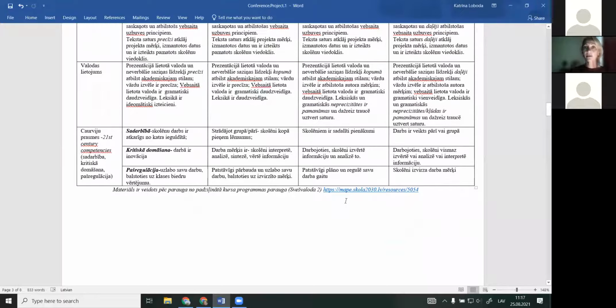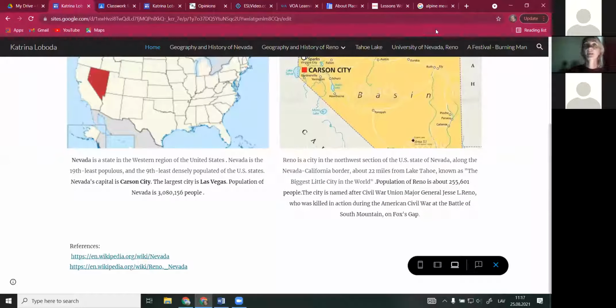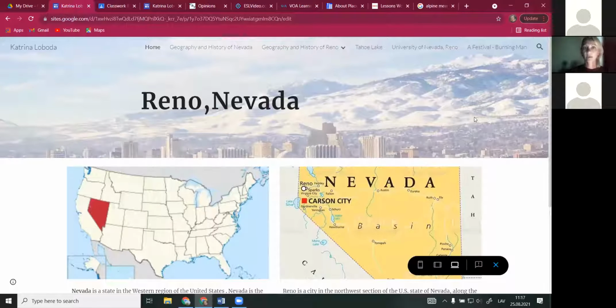And now I would like to show the website itself. So this website will be a sample, an example for my students. Just a second. So I will teach them about Reno, Nevada, and they will have to create their own project. Okay. So the website consists of 5 pages plus homepage.